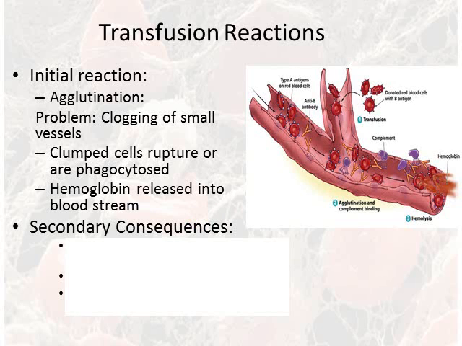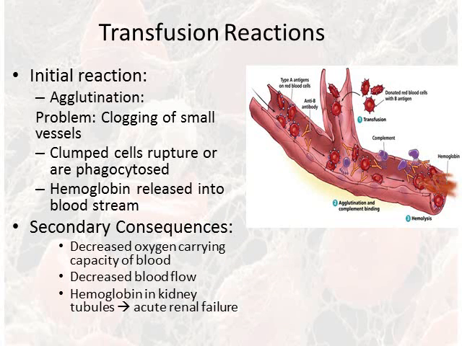to be problematic. And so the secondary consequences of that are, one, since we have fewer red blood cells and we have some clogging, we have decreased oxygen carrying capacity. We can also have decreased blood flow because of the clogging and the clotting of blood. And then all of this hemoglobin that gets dumped out into the blood goes to the kidneys and can lead to kidney failure. And this can lead to death pretty quickly if it's not treated.